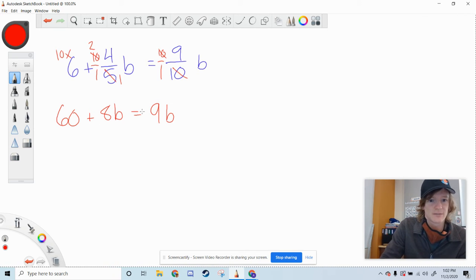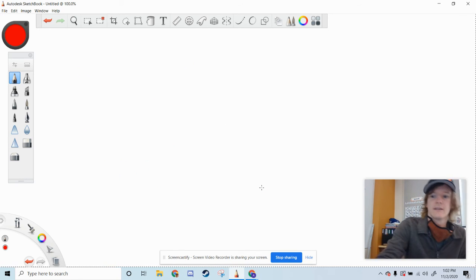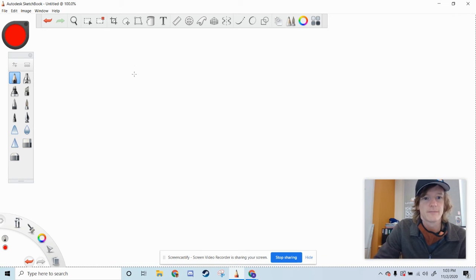So on this one, my first step is get the b's on the same side. So I'm going to subtract 8b from both sides. I get 60 equals 9 minus 8 is 1. 60 equals b. That was actually done. All right. So just to review those really quickly, we just need to look at the denominator, and we need to multiply by the least common multiple of those denominators. And then you just reduce your fractions using your diagonals.